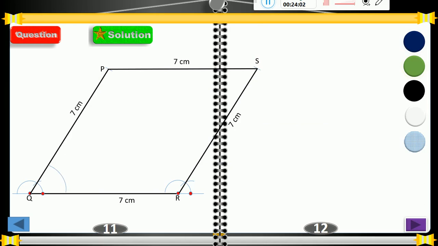Now to draw the locus that is equidistant from QP and QR, we draw this arc. Then using this arc, we are going to bisect angle PQR. With the compass at this point, draw an arc. With the compass at this point also, we draw another arc. The two arcs will intercept at this point. We draw the locus passing through that point.